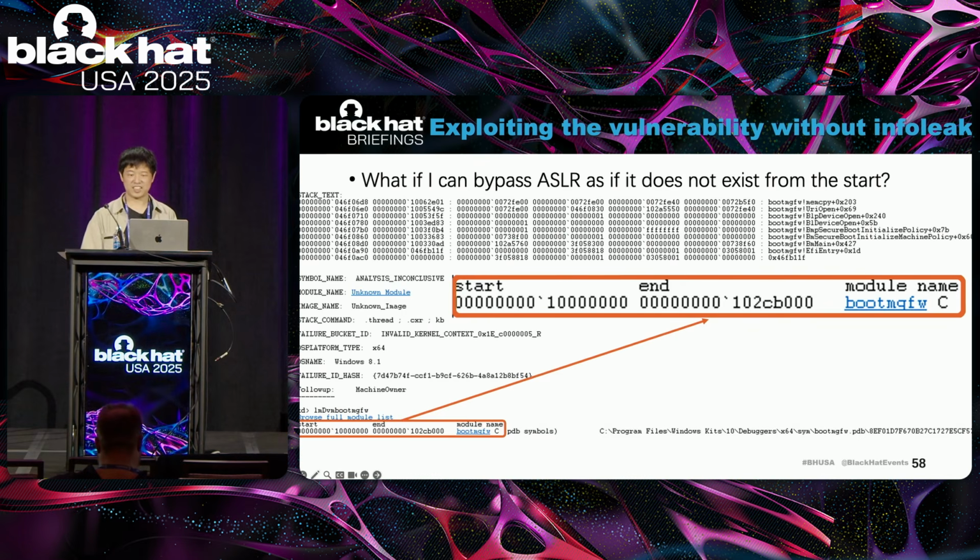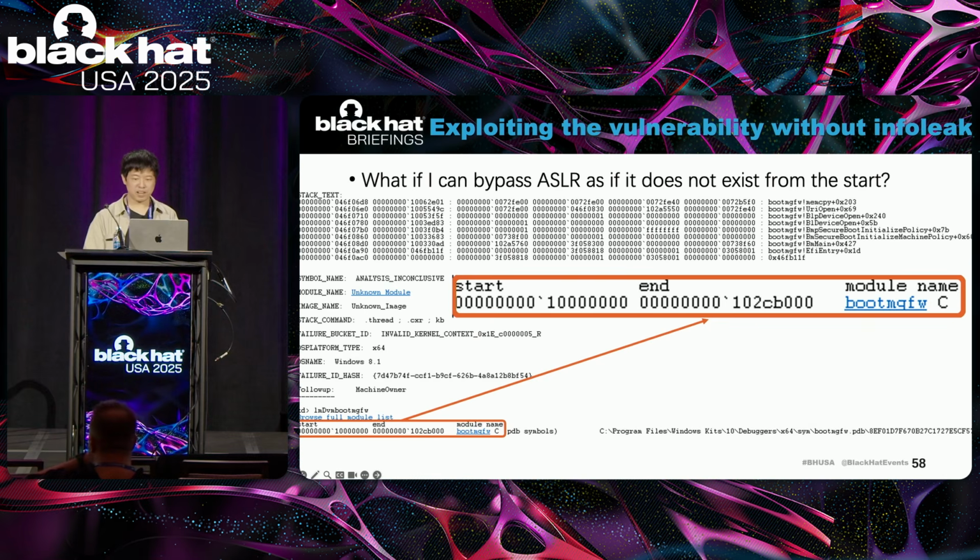But what if I said that I can bypass ASLR as if it does not exist from the start? Here's a trick. Each bootloader by Microsoft has a fixed loading base. The PXE bootloader is not essential. In fact, you can provide the boot manager as the first chain to PXE boot, and the workflow works correctly.